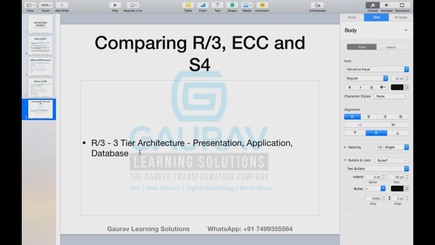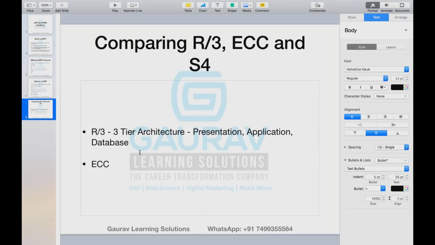So in order to make improvements, SAP came up with ECC. R3 is definitely there in ECC. It is an improved version of R3. In ECC, apart from this three-tier architecture, a lot of new functionalities were added. What are those new functionalities? Some new modules were added, and in addition to the new modules, some simplifications from an accounting point of view.